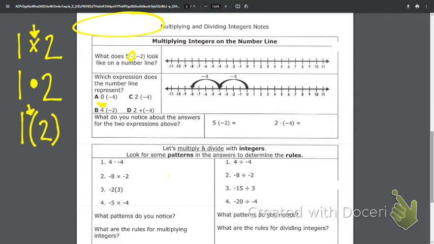So, whoa, not what I wanted. 1, 2, 3, 4, 5. That was ugly.